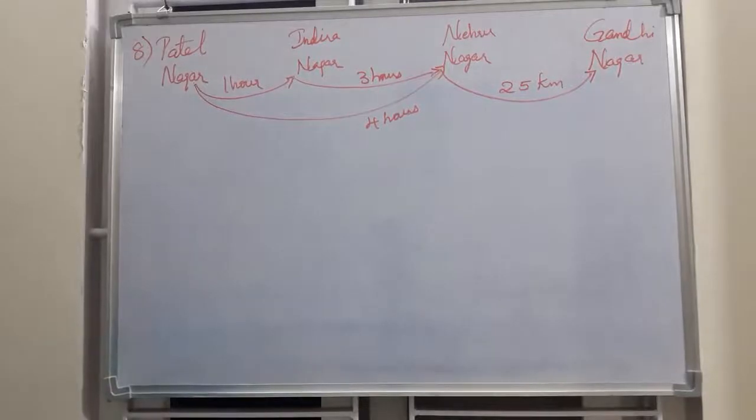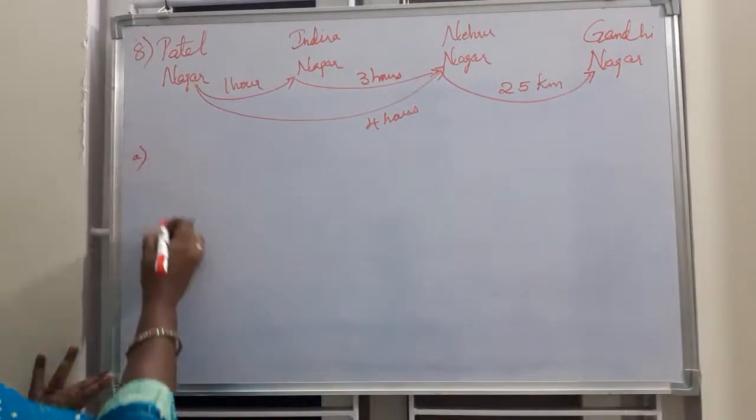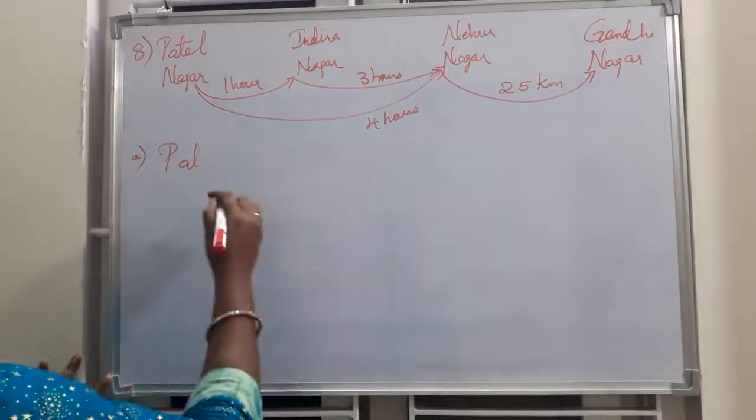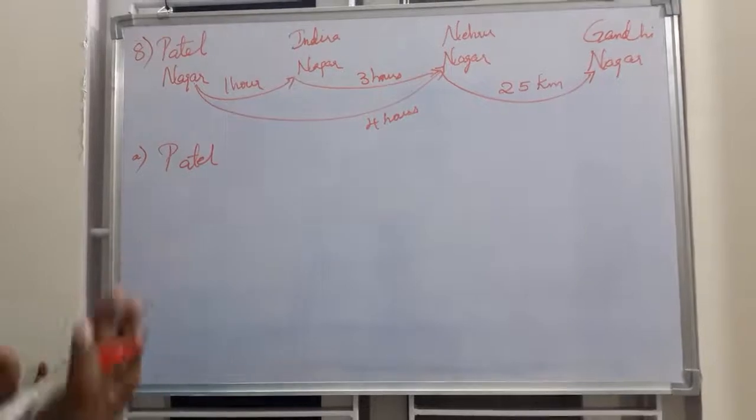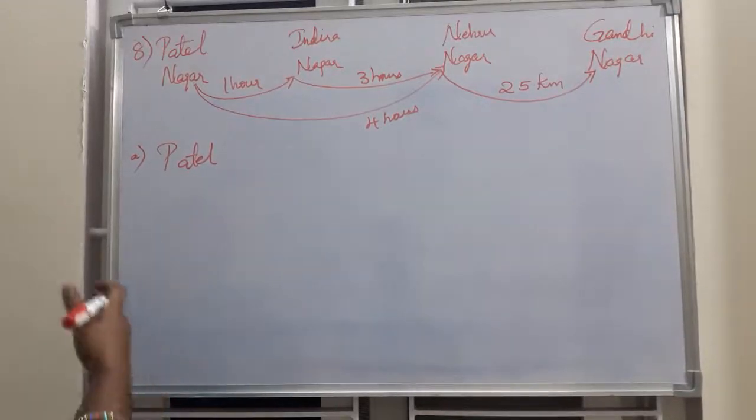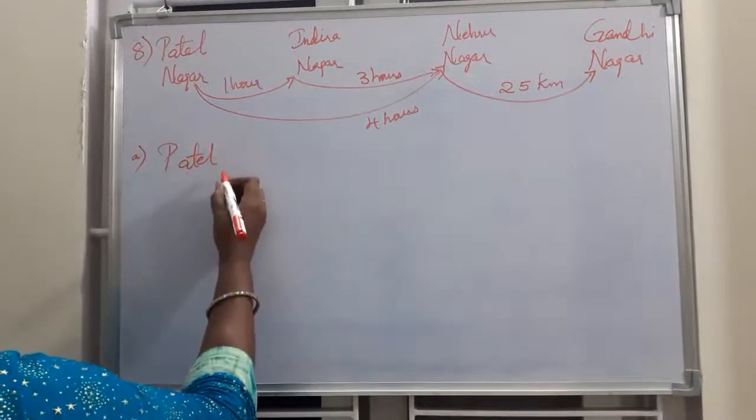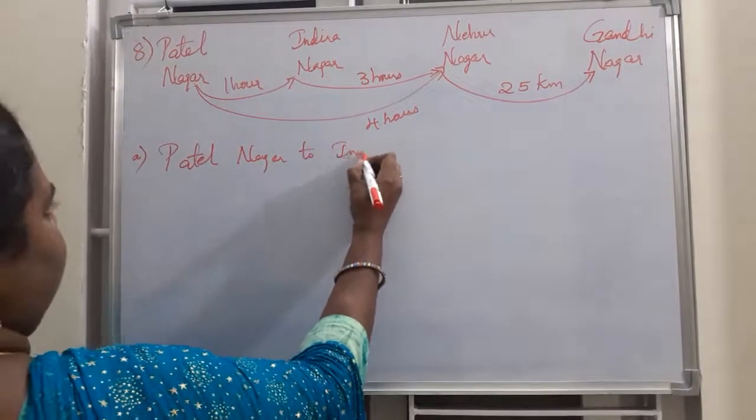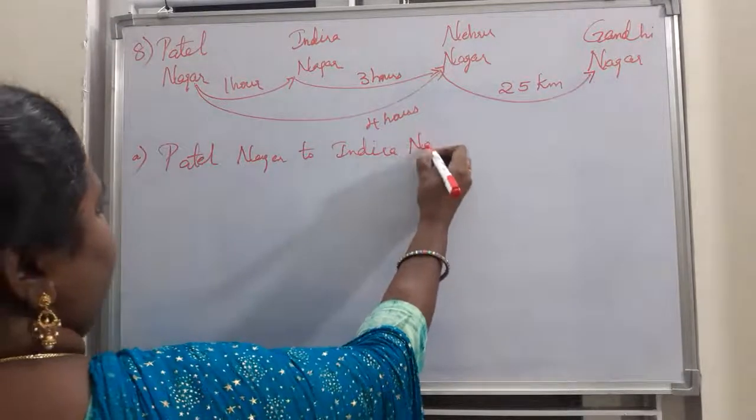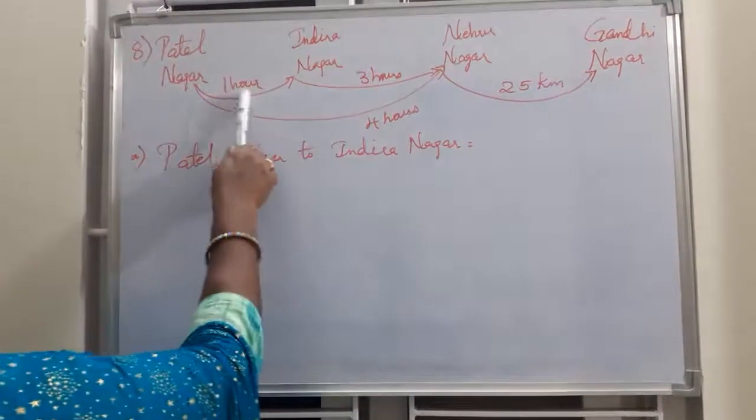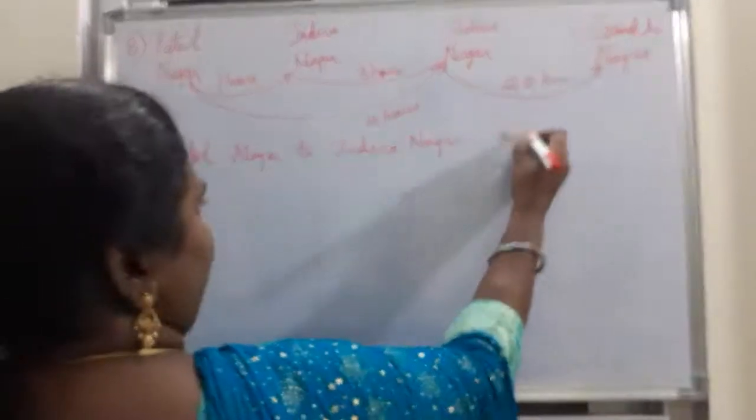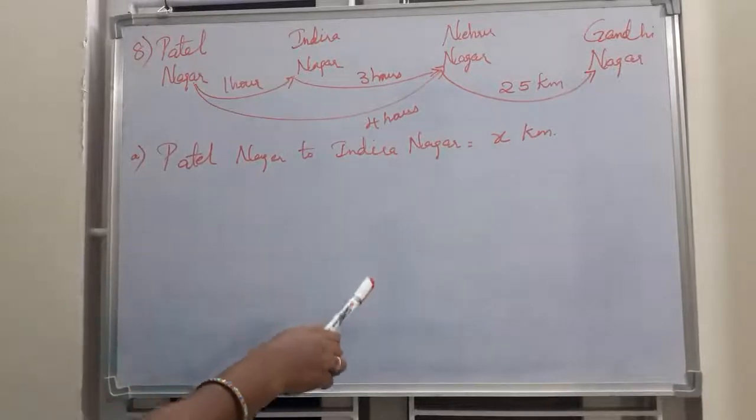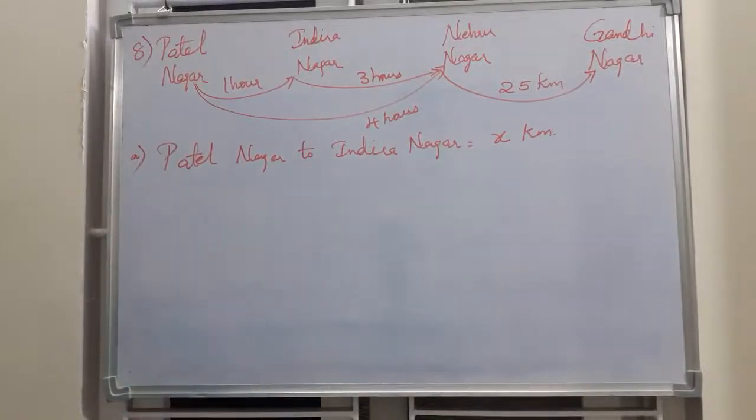First bit. He is asking the distance from Patel Nagar to Indira Nagar. I'm not writing full statements because in the PDF I have written all the statements. Now I am just explaining to you. So distance from Patel Nagar to Indira Nagar. He took 1 hour. 1 hour means x kilometers. Okay? Just now I wrote here 1 hour means x, 2 hours means 2x, like that.